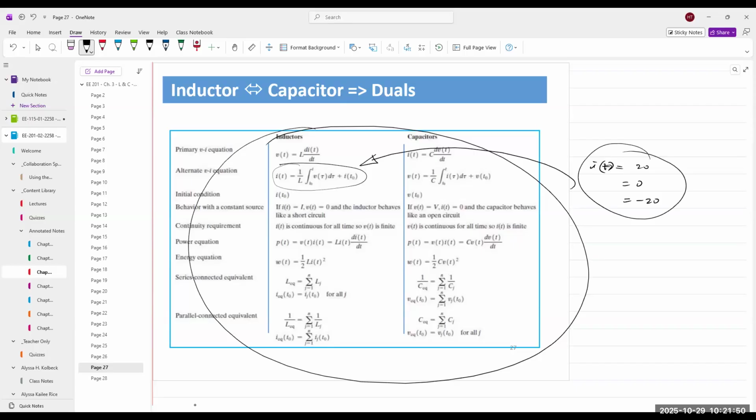Inductance, simply the value of the inductor. Oh, sorry, that's for the inductor. And plug it into here.